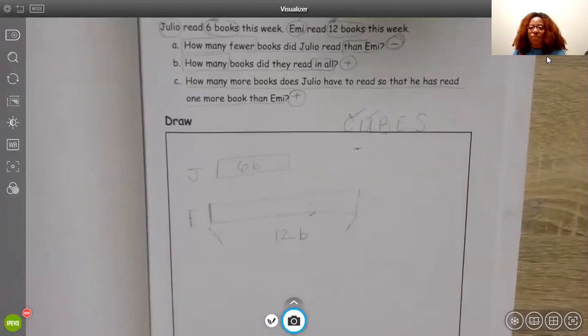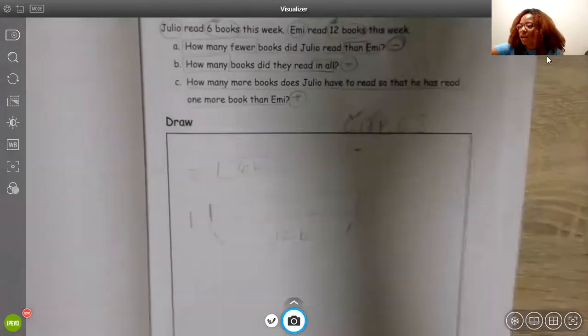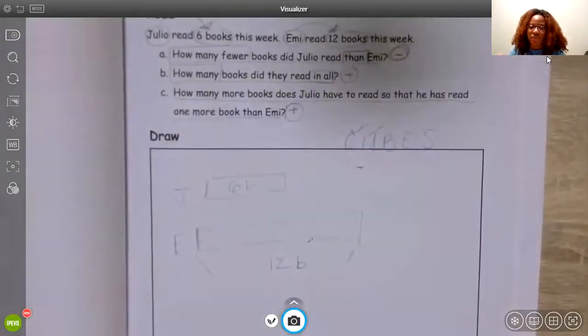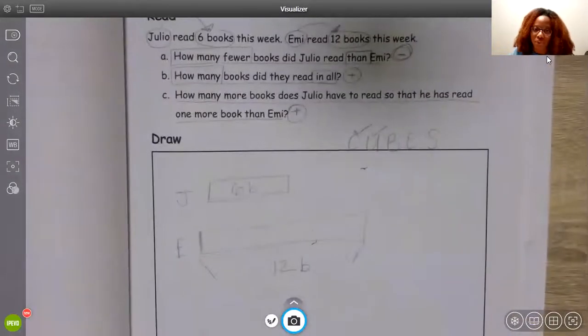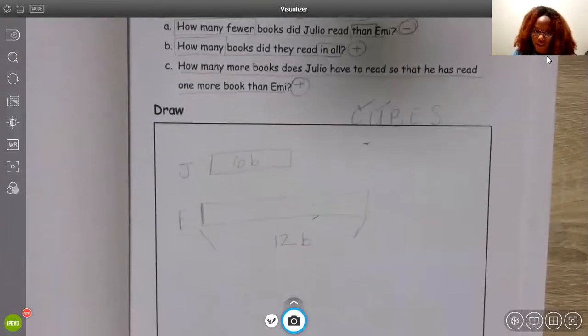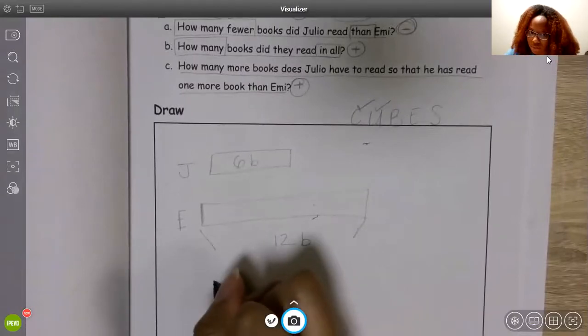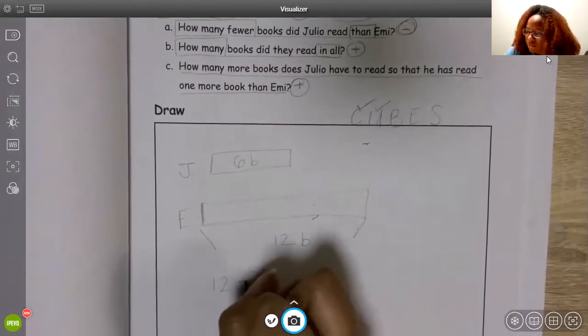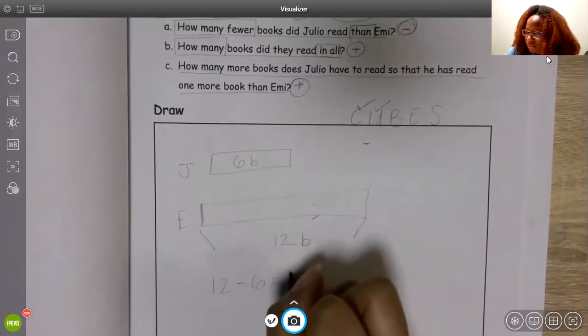All right, so I have my quick drawing here. And then, remember, my first question is how many fewer books did Julio read than Emmy? So I have my subtraction sign to help me remember that I'm going to subtract. So what do you think my first number sentence will be? All right, I heard some great answers, and it will be 12 minus 6 equals blank. What is 12 minus 6?